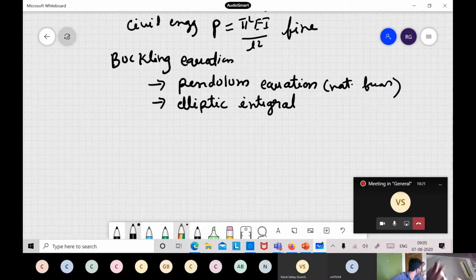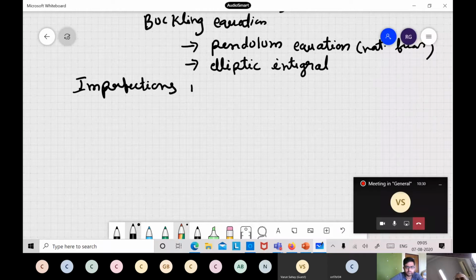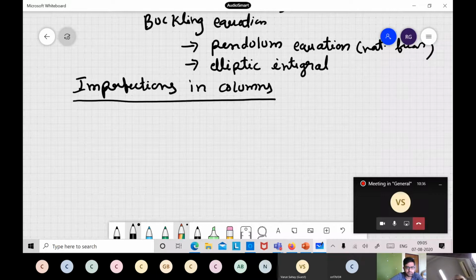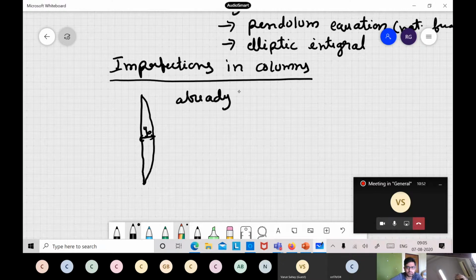And now today, we will see the imperfect column. I have already told you about imperfections in the last class. There are two ways. One is that the load itself is eccentric. The other is that the column is initially bent, or has crookedness. So the column is slightly bent. Already some slight bending is there in this column itself.